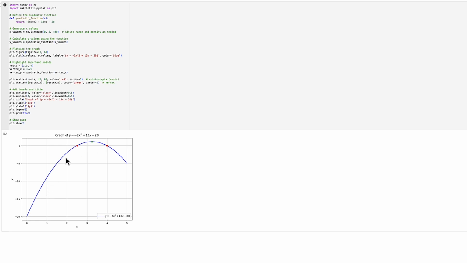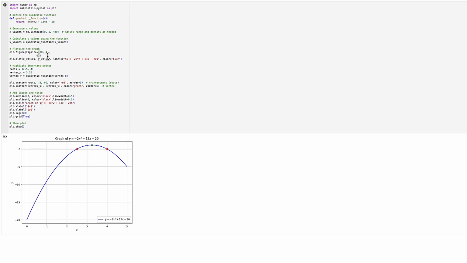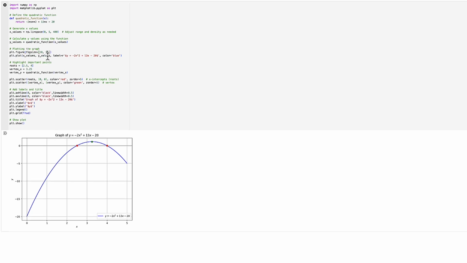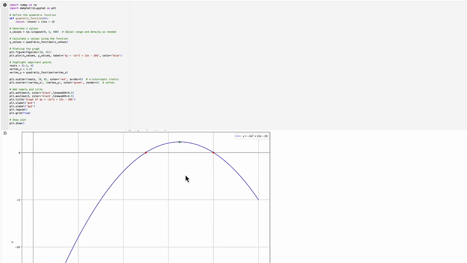Not bad. So now it's giving me an idea of how the parabola is pointing down. I got my roots, and I got my vertex. And if I look closely over here, I can probably manipulate this a little more. It says plotting the graph, plot figure size, 8 to 6. So that's probably X and Y. So how about 18 to 16? Is that going to make it a little bit bigger for me? Yes. Okay, there we go.